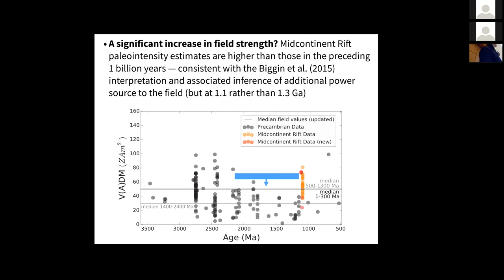Now, getting at the significant increase in field strength, if we are filtering out these Gärtner data as being overestimates, we do see, in this interpretation of the database, that if we look at the billion years preceding the Midcontinent Rift, the estimates are generally very low. That's of course what we kept seeing in those cumulative distribution functions. This is consistent with the interpretation of an increase in field strength and the associated inference of an additional power source to the field, that, if interpreted as some sort of stepwise change or reflection, would not be constrained to be prior to 1.3 Ga.